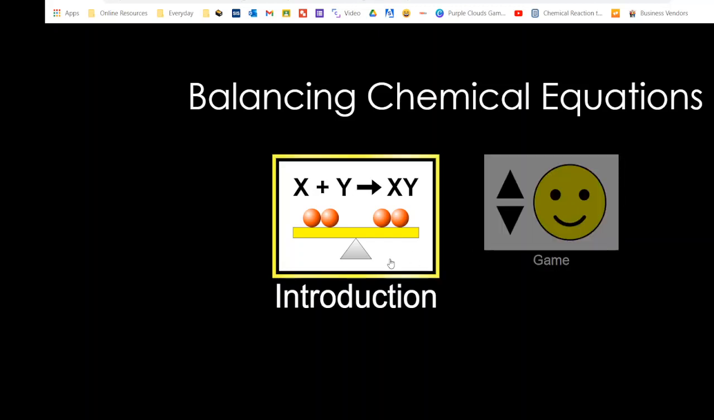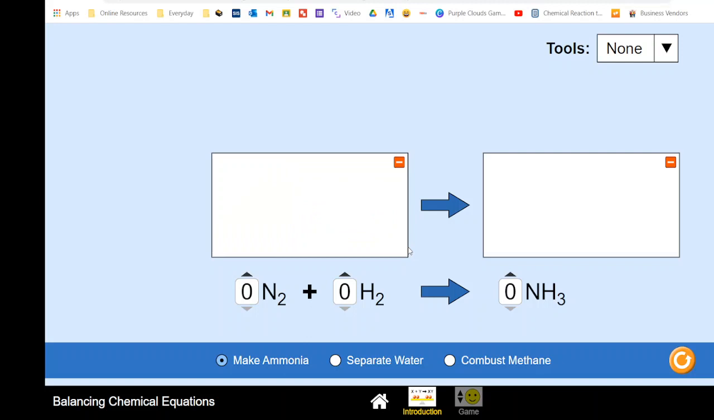So, to begin this assignment, the Balancing Chemical Equations or Virtual Balancing Equations assignment, click on the introduction. First off, we are exploring the parts of the chemical equation. Note that reactants are on the left side and products are on the right side of the arrow. If there is more than one reactant or more than one product, they are separated by plus signs.